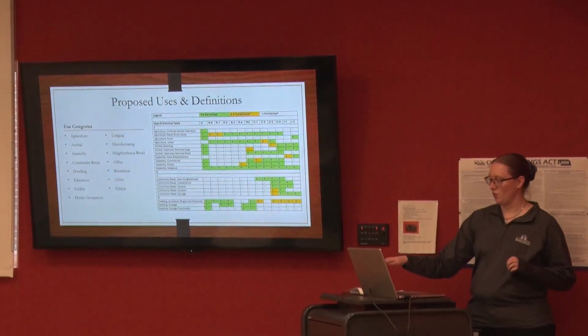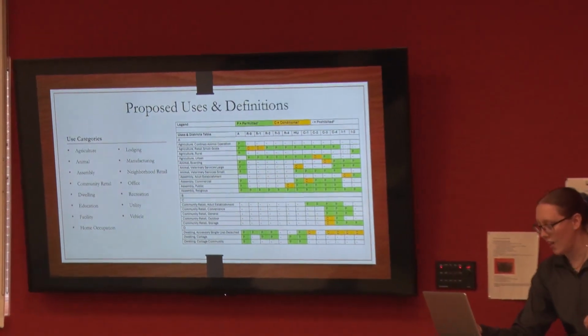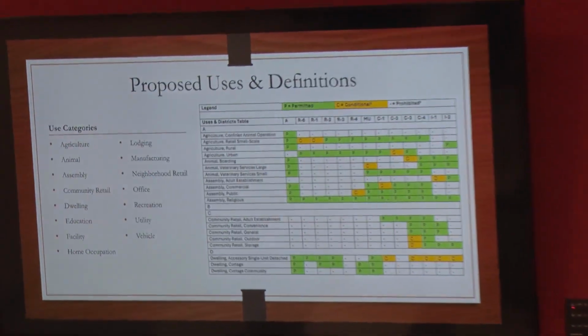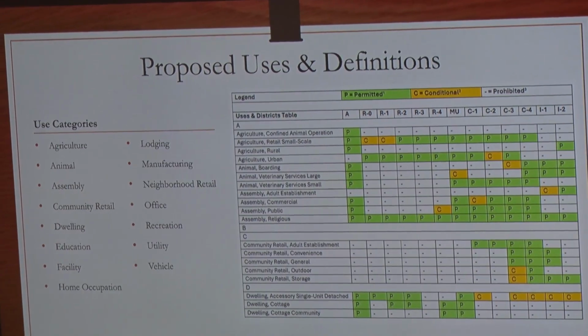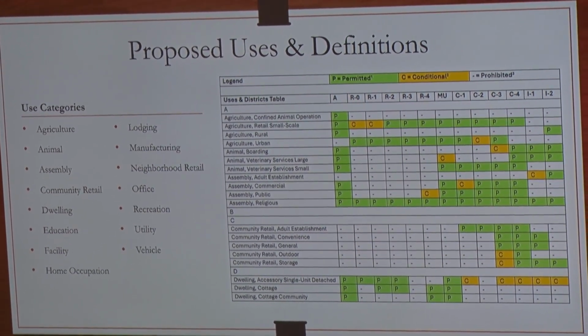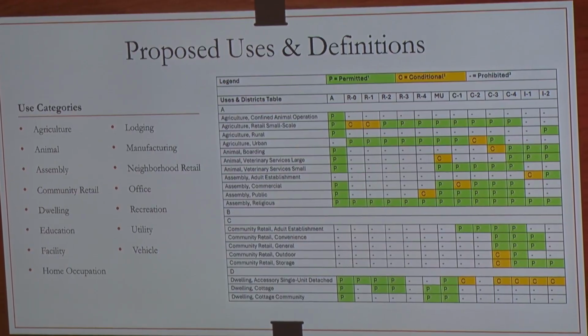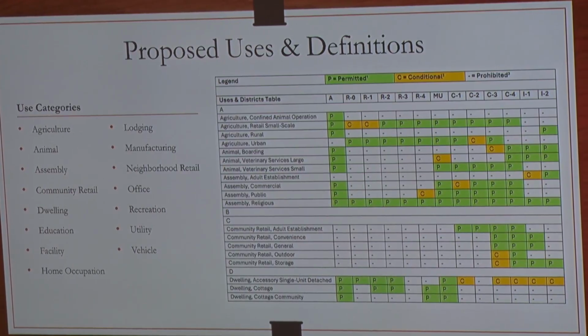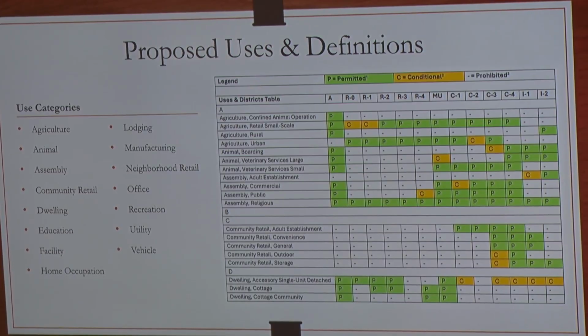So back to the green on this map, if you look at that first one, the agriculture confined animal operation, the only district that has the green is A. So if you go to the top of that column, A is the agriculture district. So confined animal operations, the only district that would be allowed in is the agriculture district.